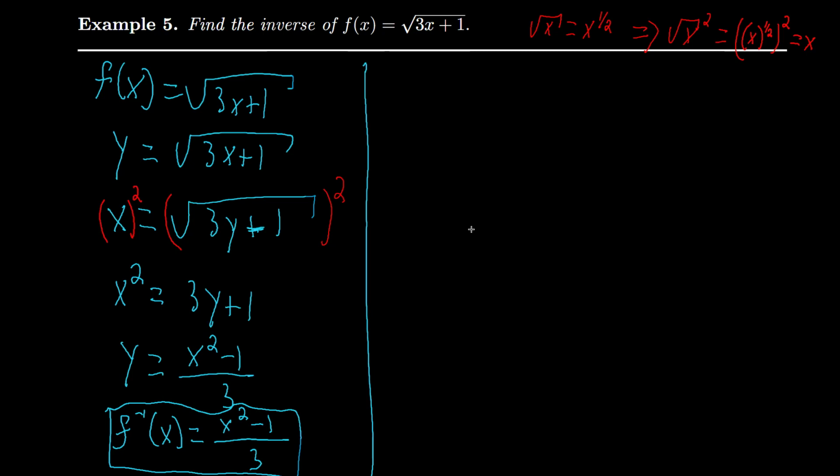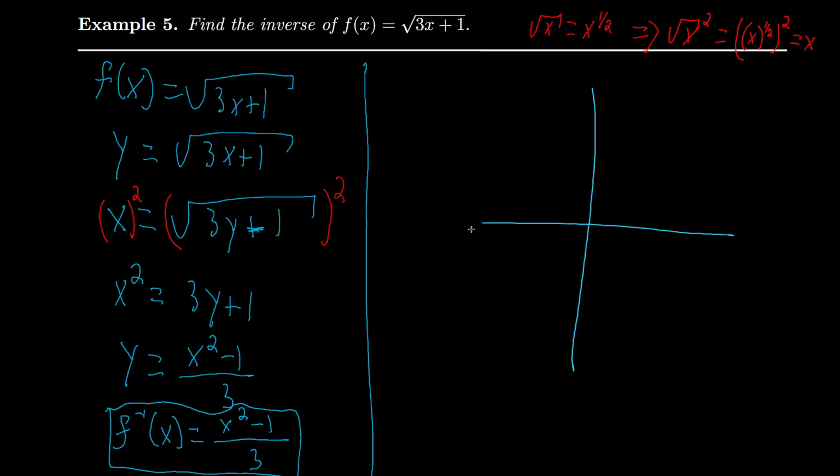x squared minus 1 over 3 is going to look something like this. Okay? This is actually 1/3 times all of this. So if you distributed the 1/3, this is 1/3 x squared minus 1/3. So this is going to be a parabola down here at minus 1/3 with its vertex. And I'll draw it in red.